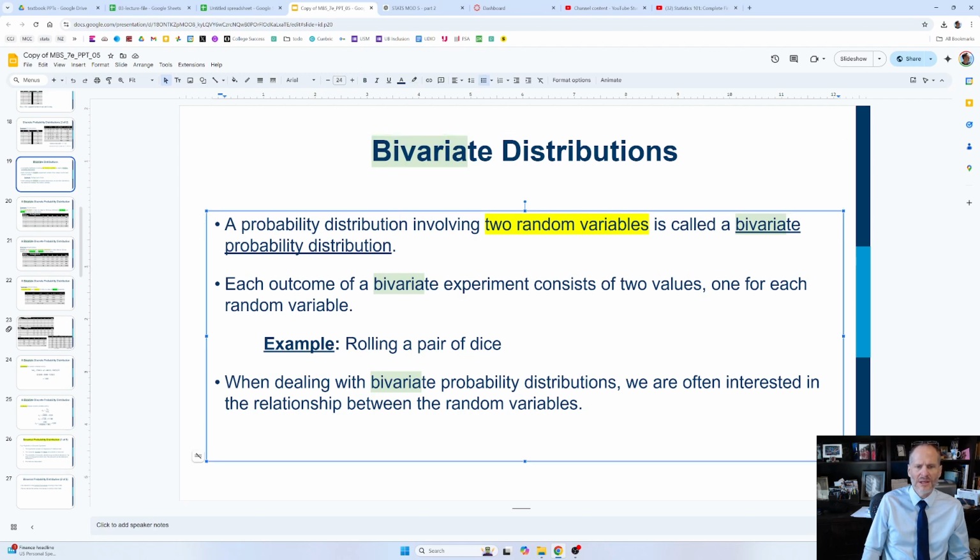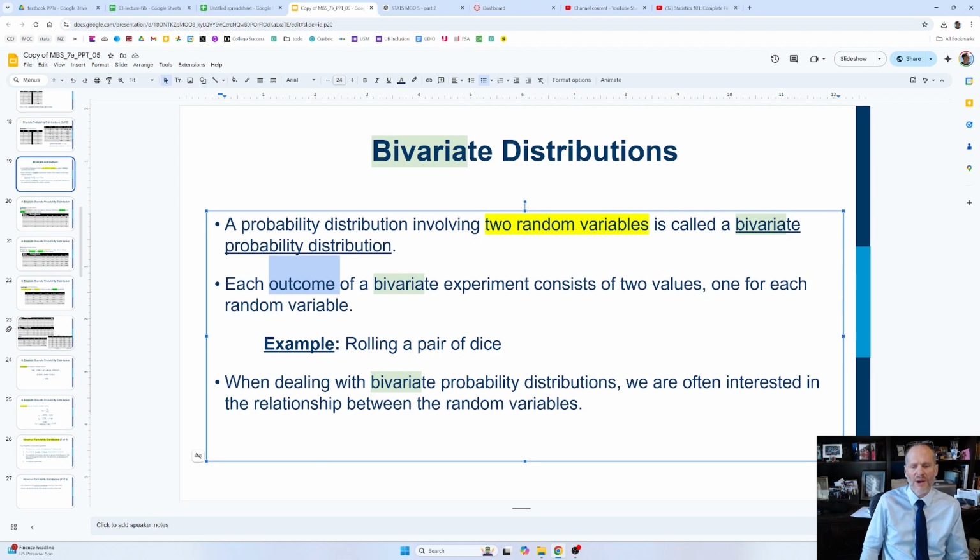So we're talking about a probability distribution involving two random variables, and that's called a bivariate probability distribution. Each outcome of a bivariate experiment consists of two values, one for each random variable. An example would be rolling a pair of dice. You roll two dice, and you get a value on one die and a value on the other die, so two values for each outcome: bivariate.